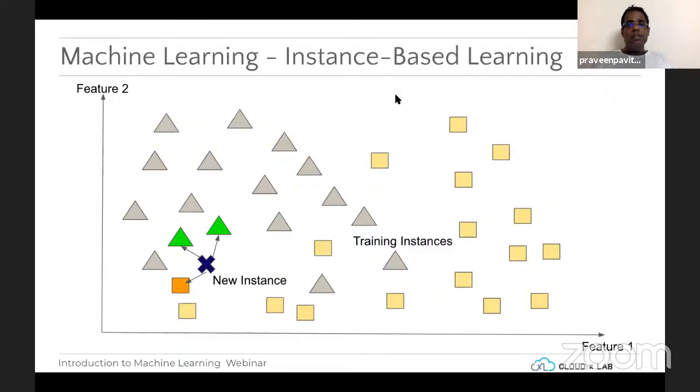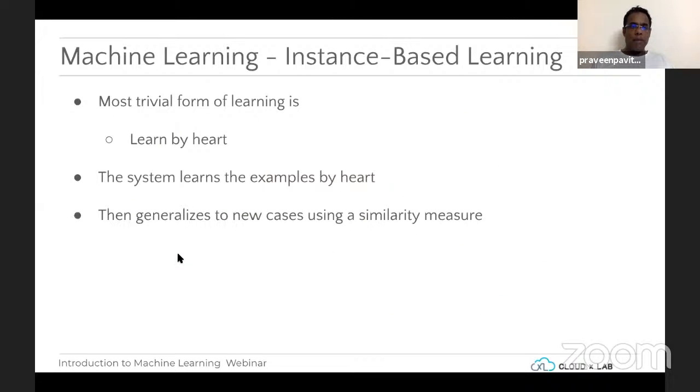In instance-based learning, you look at your instance and just look at how distant or how close it is to your existing training data. In this case, for example, this x is close to two of these triangles and just one rectangle, and therefore it would say this new instance is a triangle. That's how instance-based learning would happen.